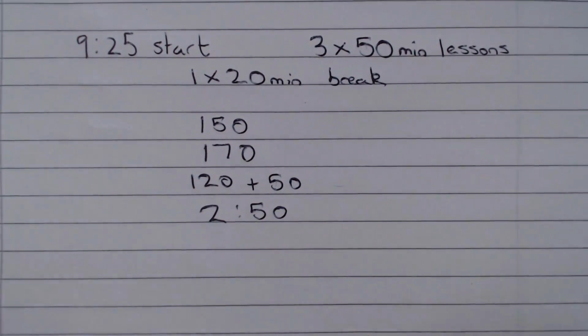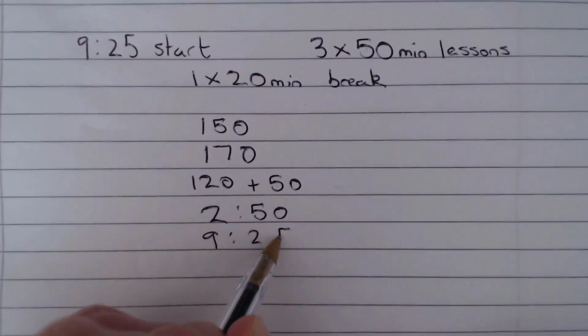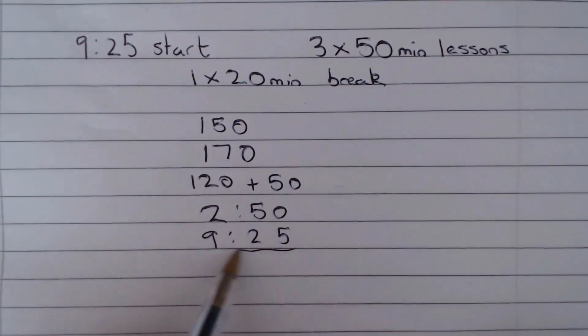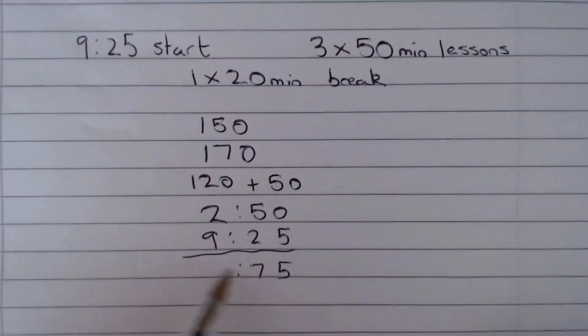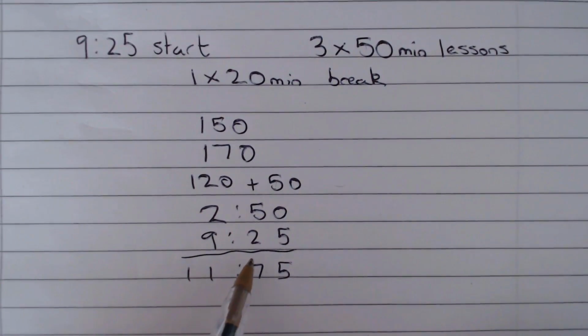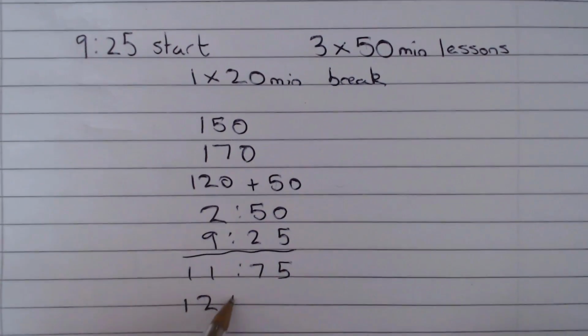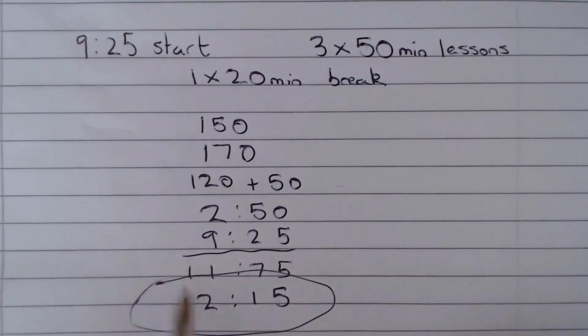So all we need to do is add 2 hours, 50 minutes onto 9:25. And if we do that, we get 0 plus 5 is 5, 5 plus 2 is 7, 9 plus 2 is 11. Now we get 11:75, but we have to remember when we reach 60, we roll on to a new hour. So this is the same as 12:15. And that's because 75 is 60 plus 15. So the answer is 12:15.